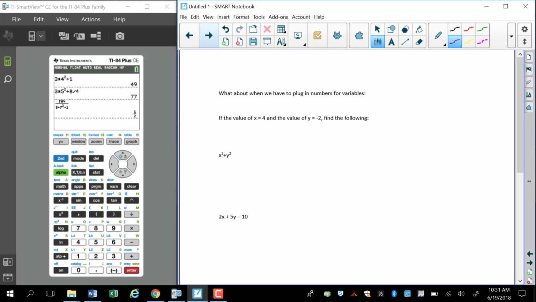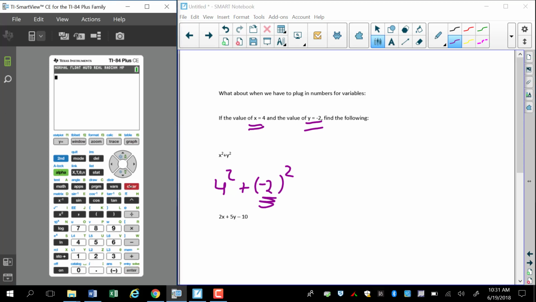Now the next page, what if we have to plug in numbers for the variables? So let's say here we notice we have x equals 4 and y equals 2. We want to find the following. So we get 4 squared plus, now don't forget to do this, it's a very important step, the negative 2 squared. We talked about exponents the time before. If we don't put the parentheses around the negative 2, we will probably get the wrong answer.